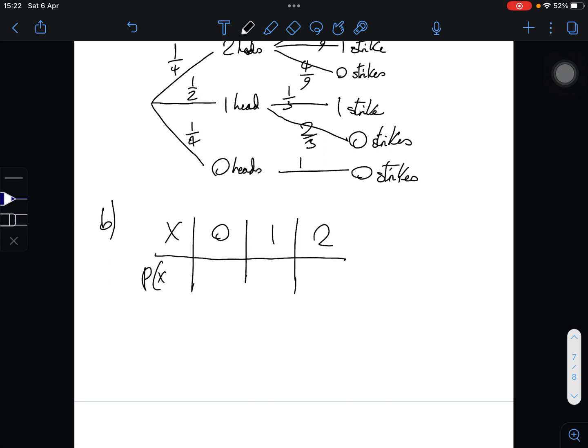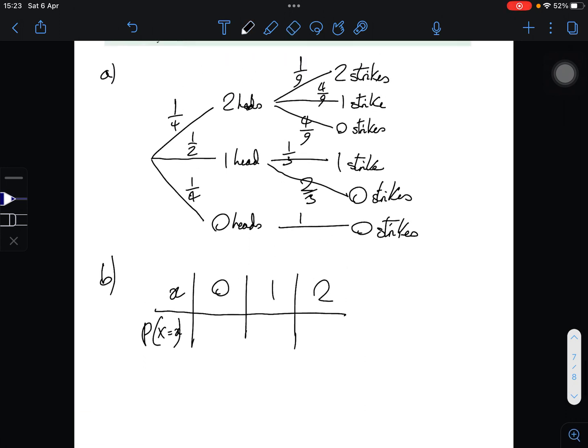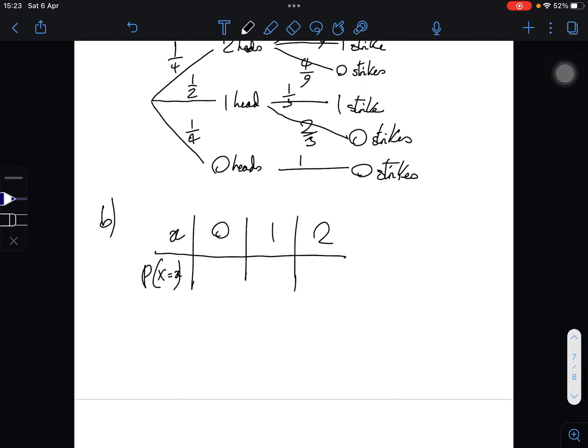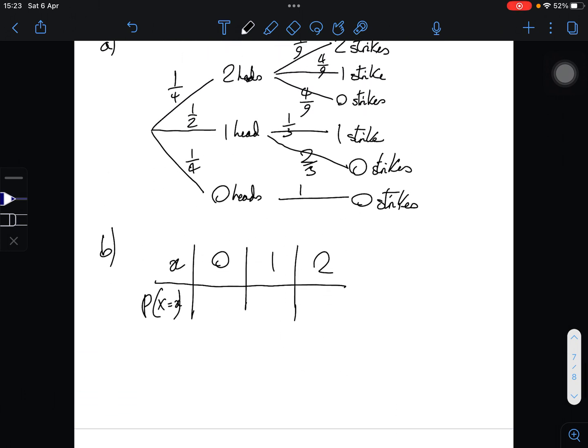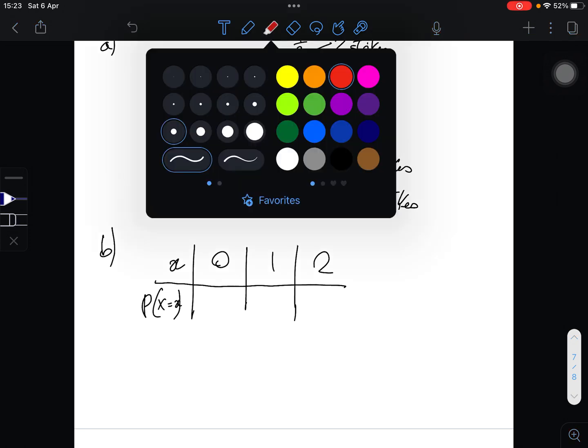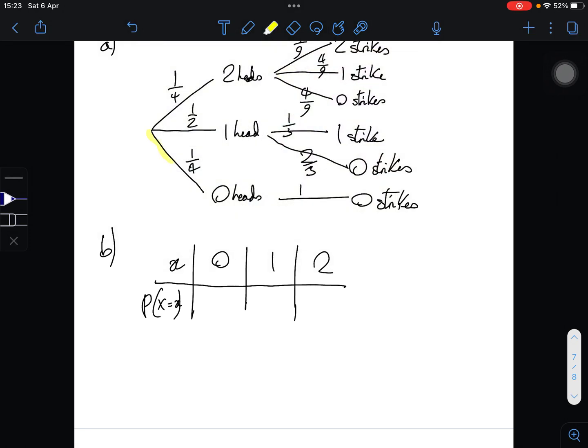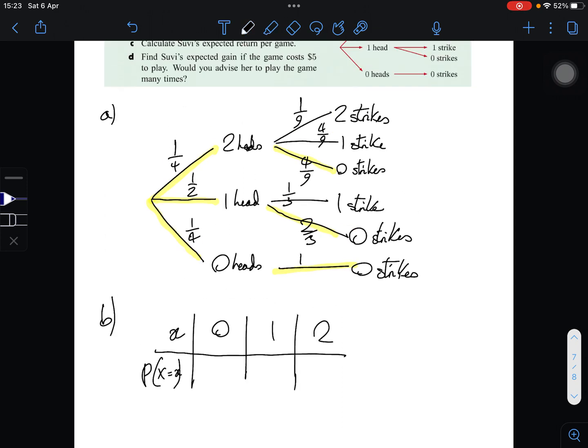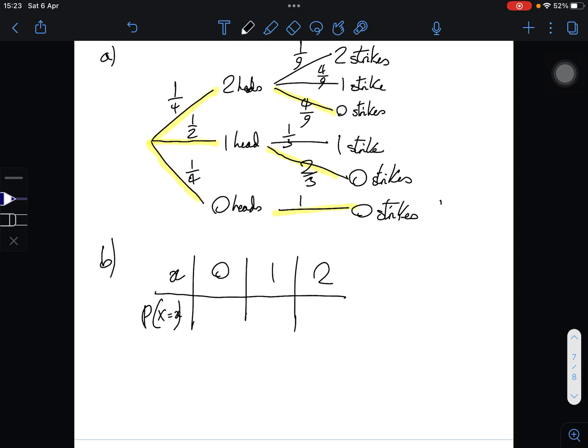And then this is the probability of them. Probability of X equals x. Sorry, this really should be small x everywhere. And so P of X equals 0. Well, P of X equals 0 would be going down this line, and then this line, and then this line, and that line, and then that line. So let's multiply probabilities together for a bit.